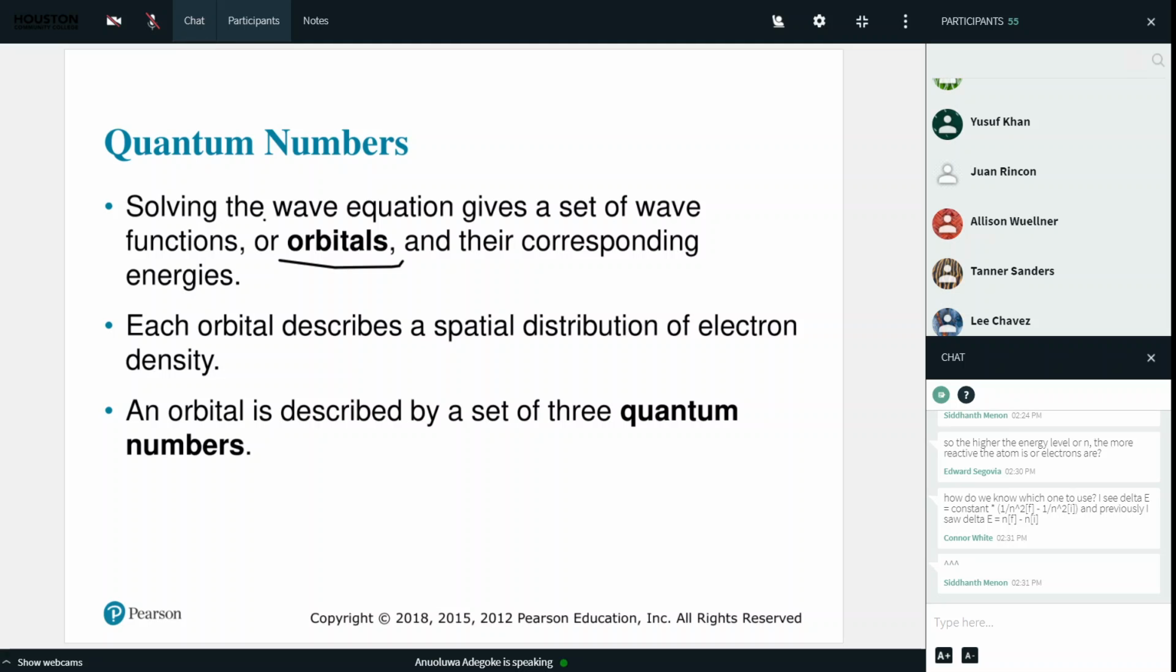Now, the scientist Erwin Schrödinger was the one that gave us a mathematical description that the square of the wave function gives us the high probability of where you can find electrons. The wave functions are called the orbitals. The orbitals are located on the energy levels. So an orbital is described by a set of three quantum numbers: the principal quantum number, N, the angular momentum quantum number, L, and the magnetic quantum number, ML.